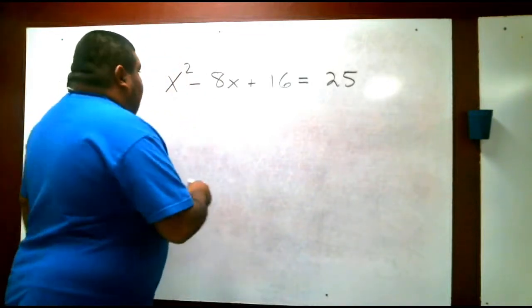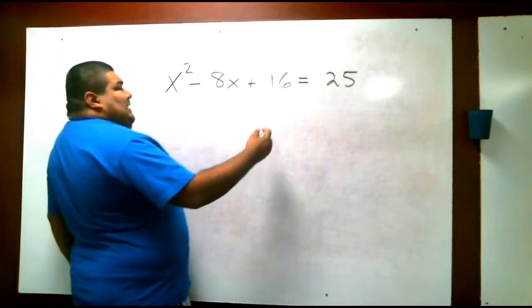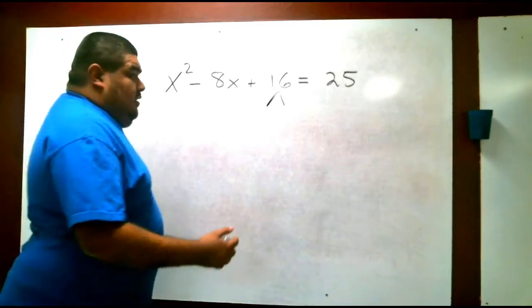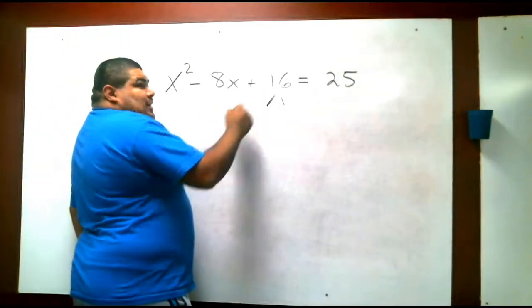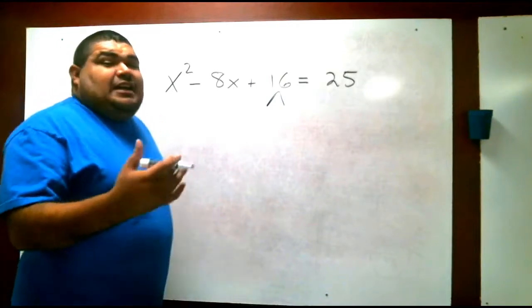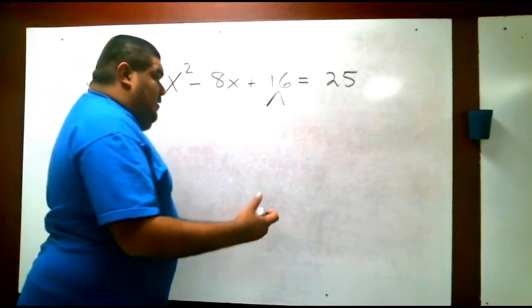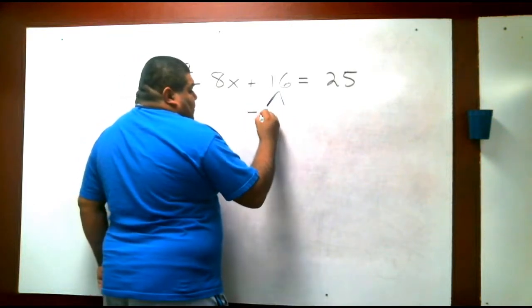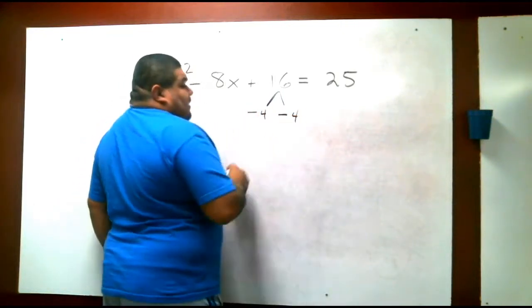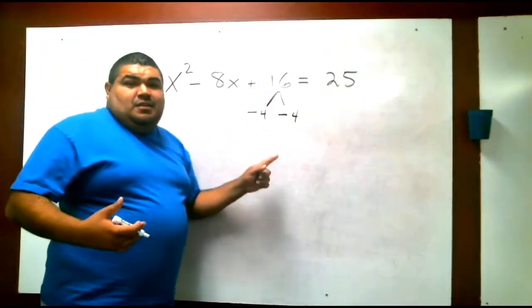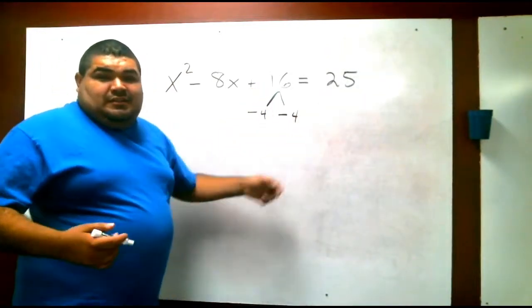If you guys remember last class, we were looking for two numbers that when you multiply give you 16, but also when you add them give you negative 8. It has to be the same number. We had a negative 4 and a negative 4, because negative 4 times negative 4 is positive 16.